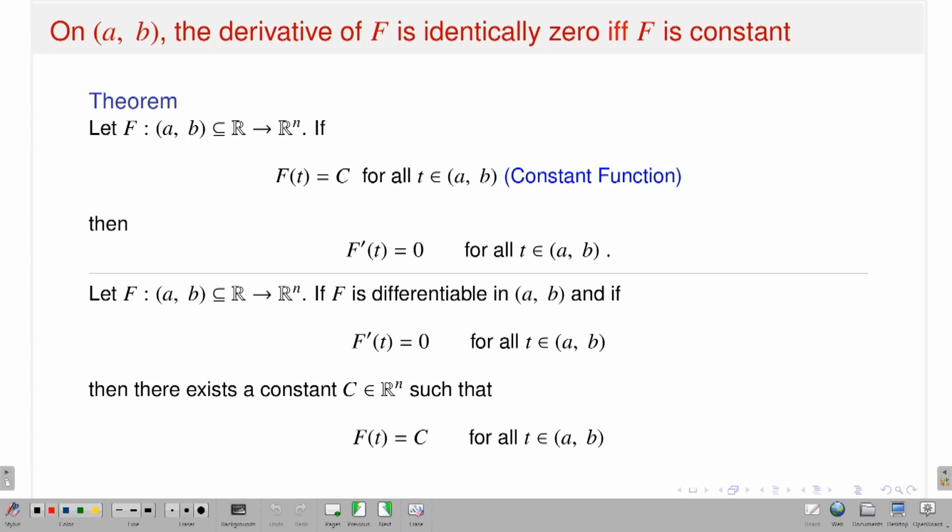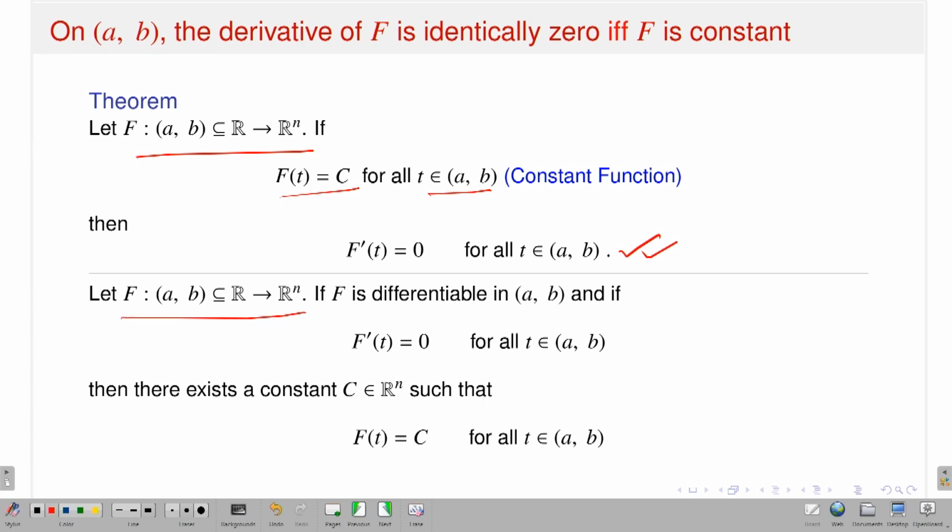Okay, one theorem I should state: on the open interval (a,b), the derivative of capital F is identically 0 if and only if capital F is constant. That you know, for real valued functions of a real variable defined on an open interval (a,b) to R. A similar kind of theorem I can prove in the context of vector valued functions of a real variable. That's exactly the theorem. Let capital F be a map from (a,b), a subset of R, to Rn. If capital F is constant for all t, then you can just check that the derivative is 0, just using the first principle.